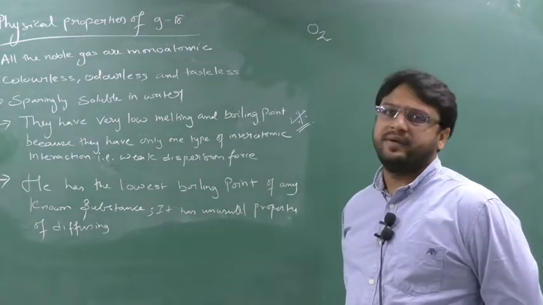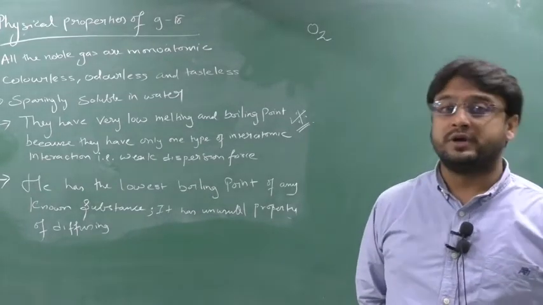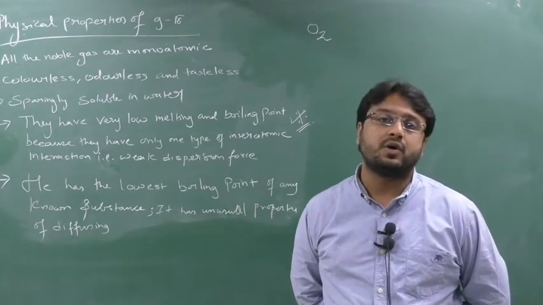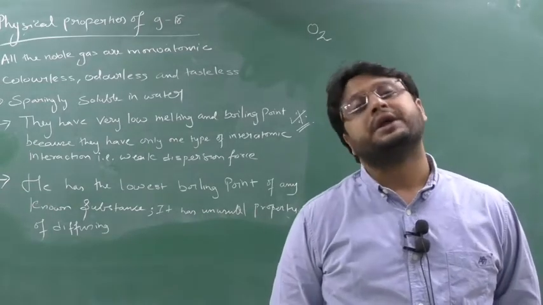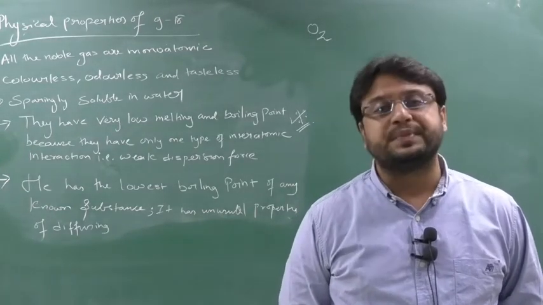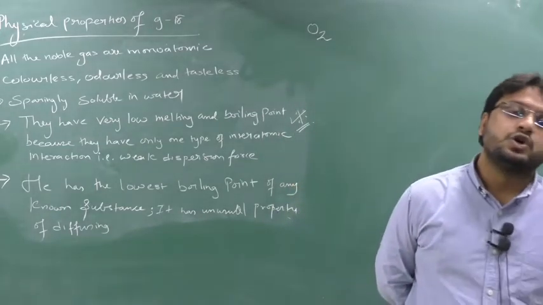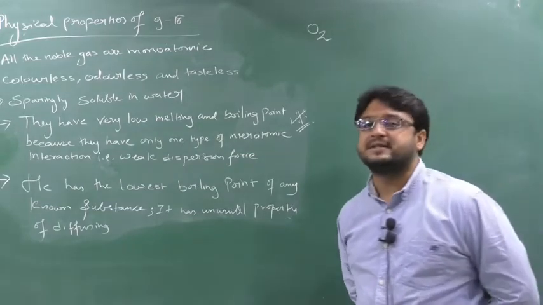Like chlorine gas has a color, no? Greenish yellow. Yes, chlorine gas has a greenish yellow color. So it is a gas, and certain gases have a color, like chlorine. I cannot say that chlorine is a colorless gas. No, chlorine has a greenish yellow color. It also has a pungent odor, but it is not the same case with group number 18 elements. So noble gases are colorless, odorless and tasteless gases.